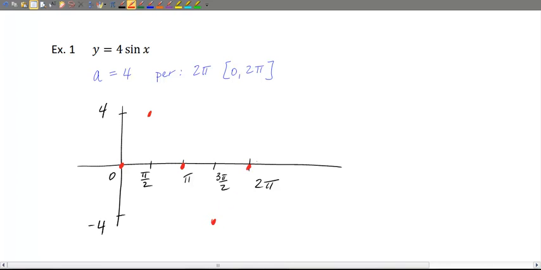And once we get our dots drawn, it's just connect the dots. So we're just going to sketch my curve. And these are curves, they're not lines. And that's just the basic sine function that's been stretched with an amplitude of 4.